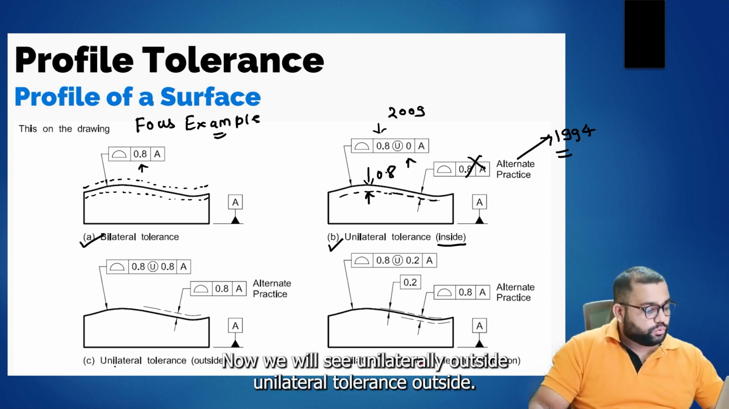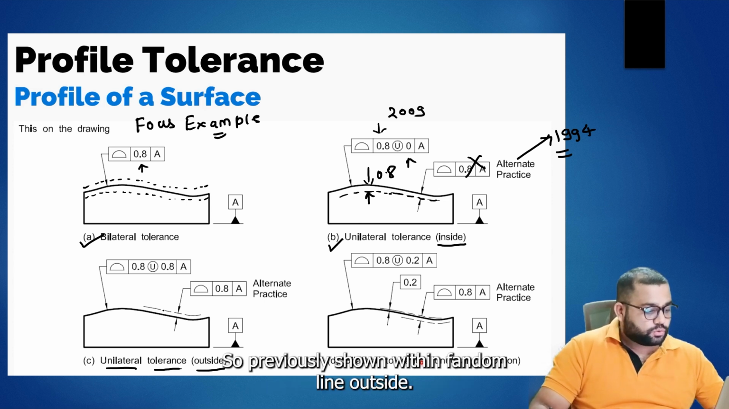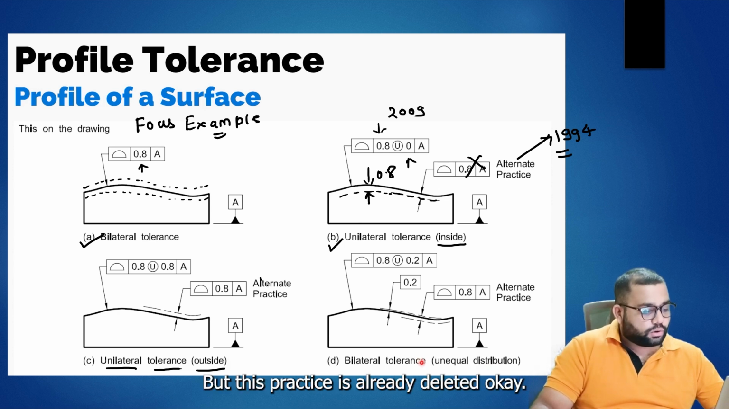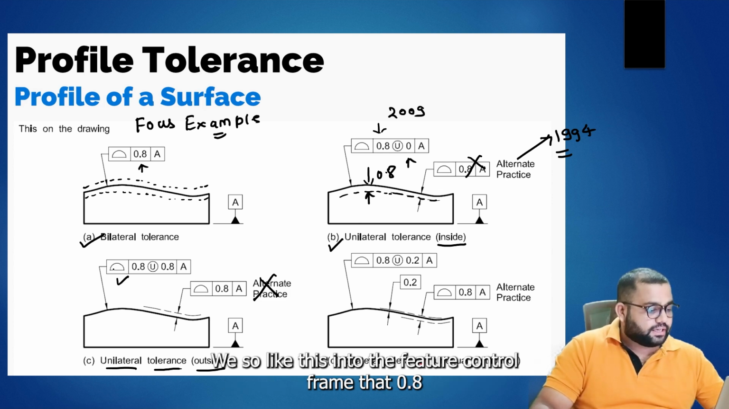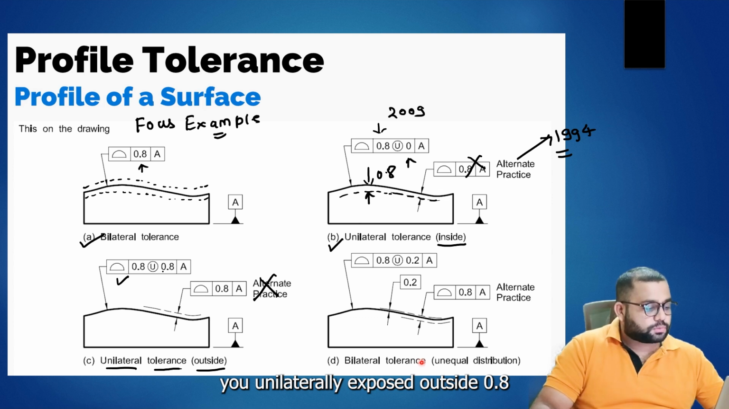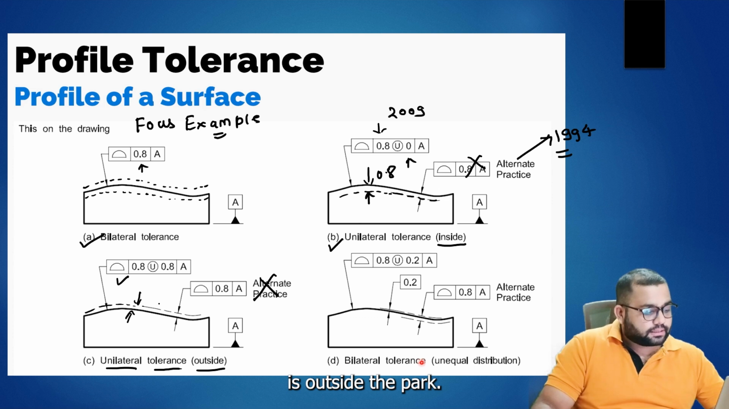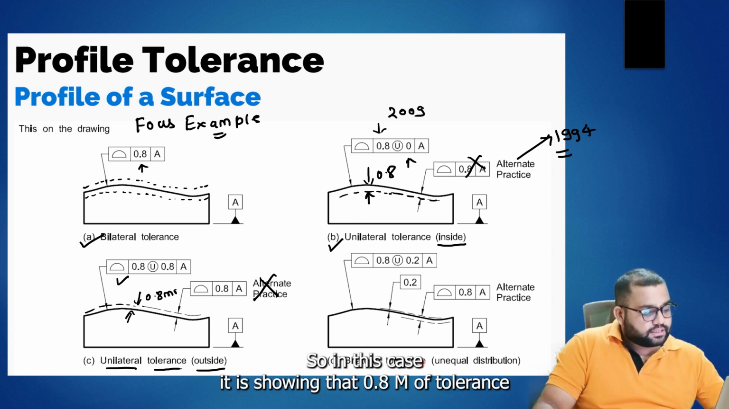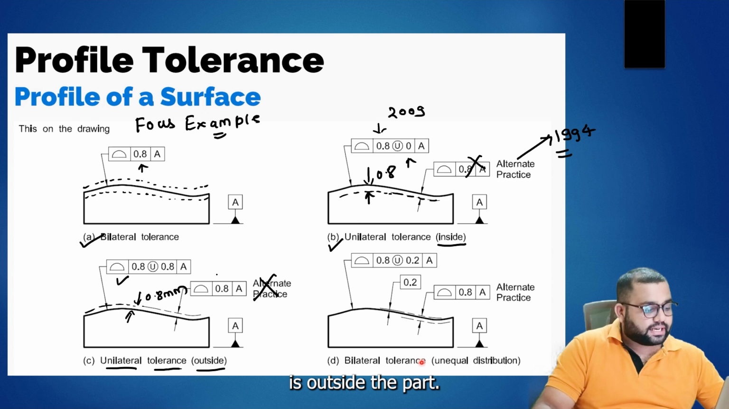Now we will see unilateral tolerance outside. Previously it was shown with a phantom line outside, but this practice is already deleted. So we don't use this phantom line. We show it like this in the feature control frame: 0.8 U unilaterally disposed outside. 0.8 means that all the 0.8 of tolerance is outside the part. So in this case, it is showing that 0.8 of tolerance is outside the part.